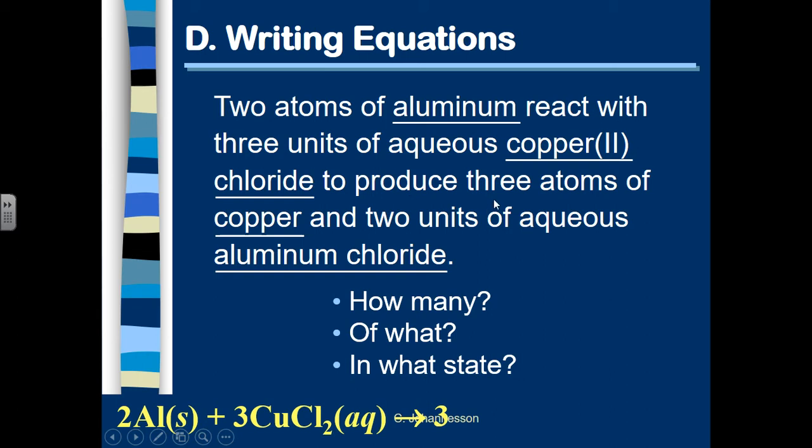3 atoms of copper. So there's my 3, right? Because I have 3 atoms of copper. Copper is Cu. It's just a single copper. There's no formula right there. And they don't tell you what state. So again, like we did with aluminum, you're going to assume it's in its most natural state, which is solid.